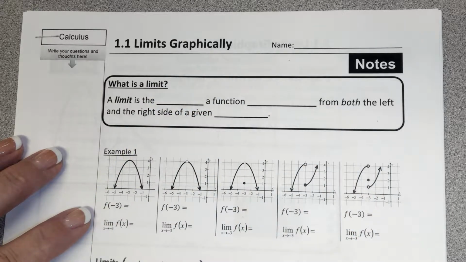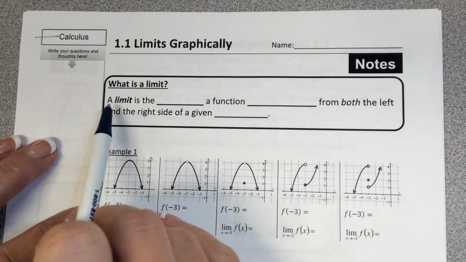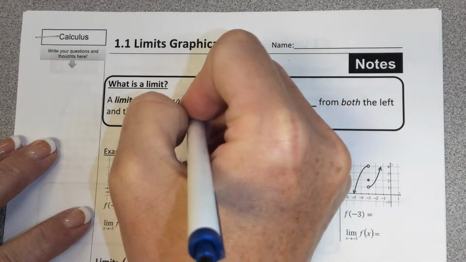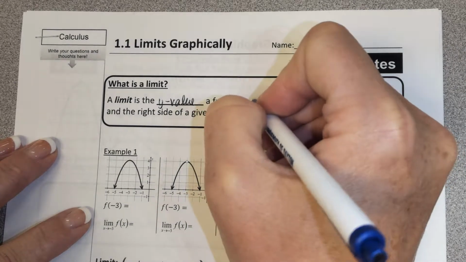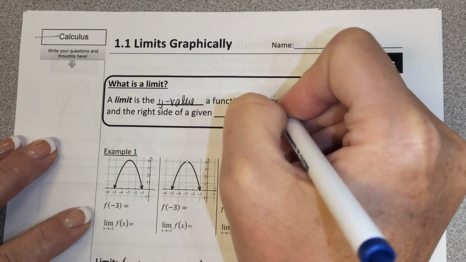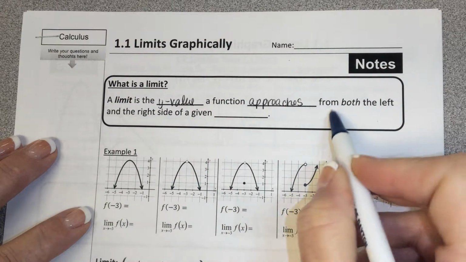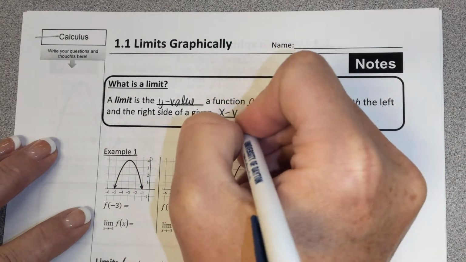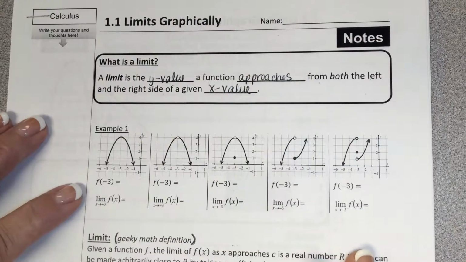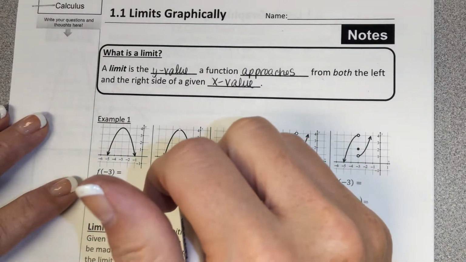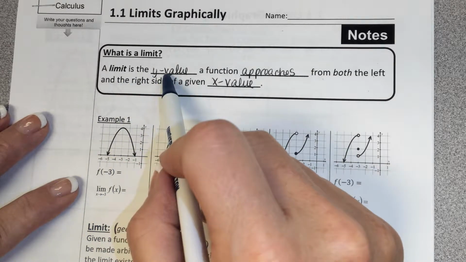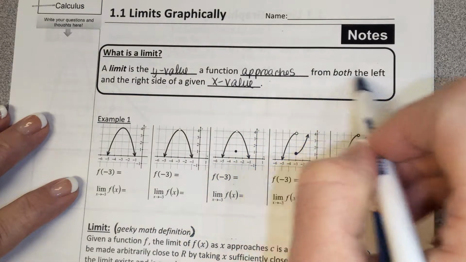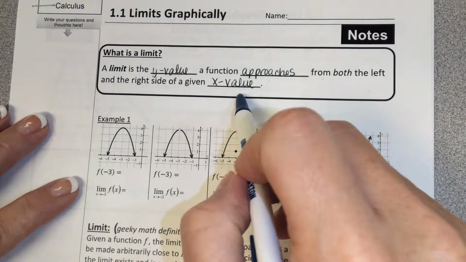So we first want to start off by talking about what is a limit. A limit is the y value a function approaches from both the left and right side of a given x value. So the limit's going to be this y value a function is going to get closer and closer to from both the left and the right side of a given x value.